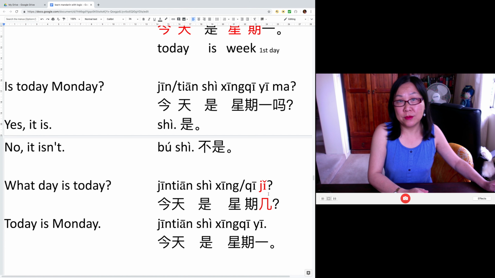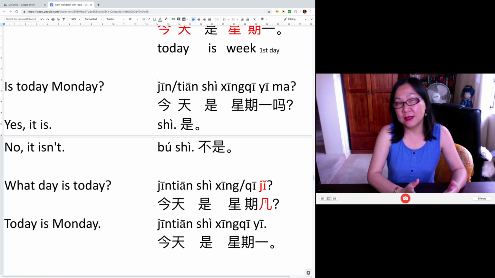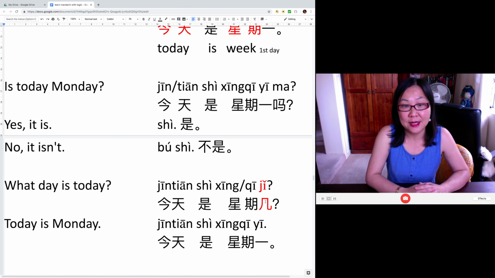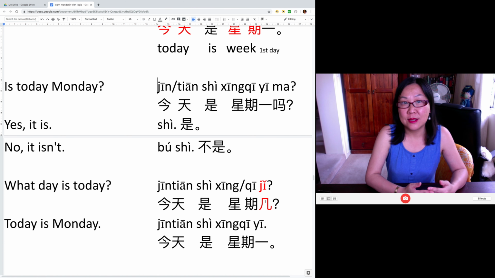I briefly showed you 几. 几 means how many, but 几 has its limitations. 几 means small numbers. When you ask for small numbers, how many, you use 几. But when a number is big, like hundreds or thousands, of course you don't use 几. 几 is actually limited to under 10, strictly, but loosely, you can use it around 10. So when you ask for a child's age, you use 几岁 instead of 多大, because a child is around 10 or under 10.